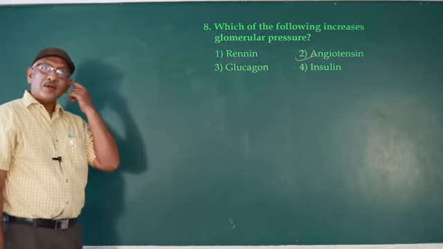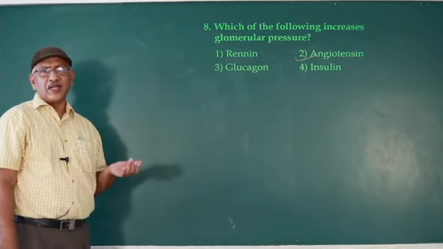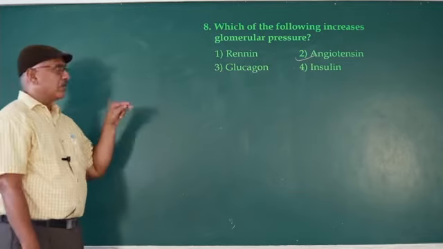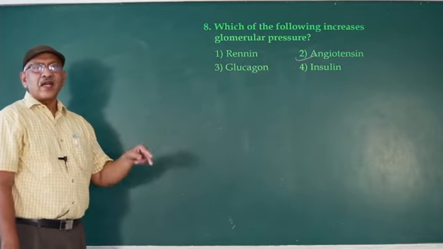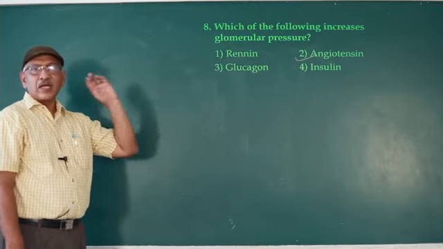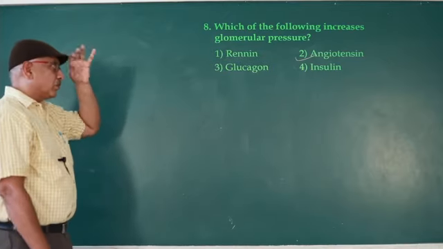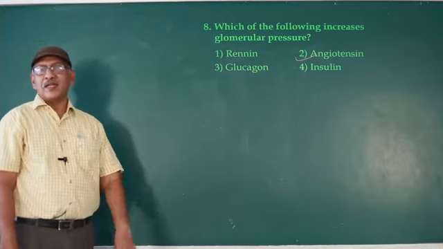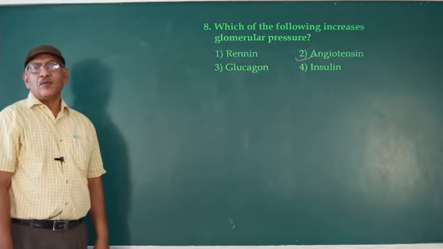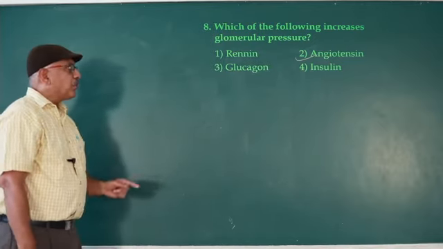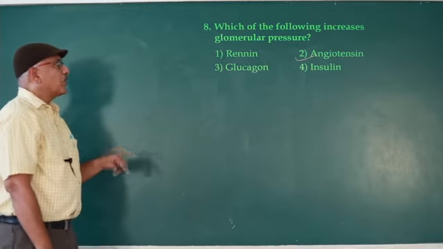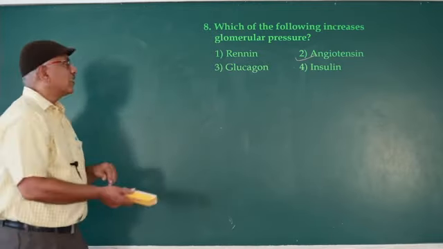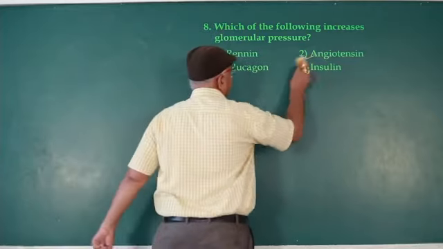Angiotensin, antidiuretic hormone ADH, and aldosterone, these three are vasoconstrictors. Atrial natriuretic peptide is a vasodilator. So ANP or ANF decreases the blood pressure. Angiotensin, antidiuretic hormone, and aldosterone increase the blood pressure or glomerular pressure.